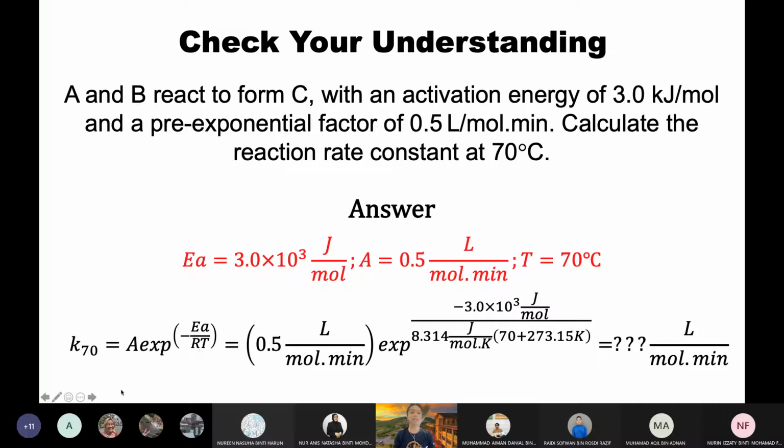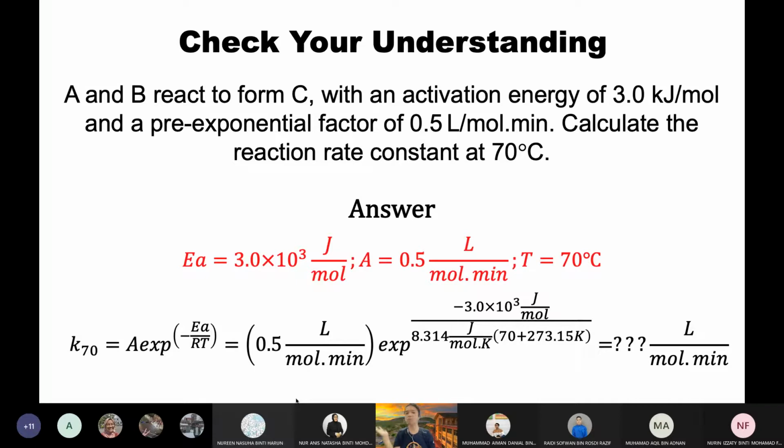So first of all, A. So A is the pre-exponential factor. So it is 0.5 liter per mole minute. So you replace. Exponential, please learn how to press the calculator. Exponential, that in bracket negative. So negative ni jangan lupa sebab often cases student lupa negative sign.